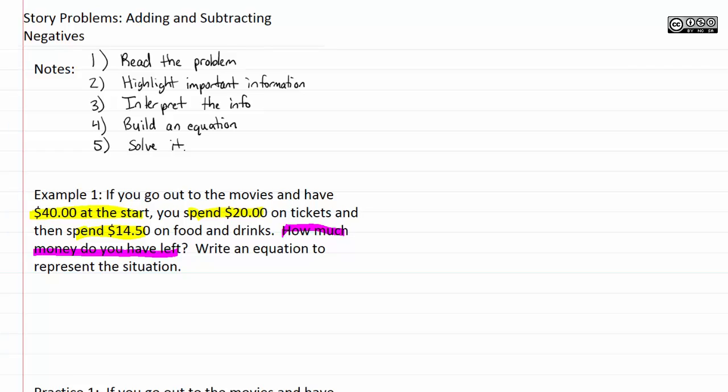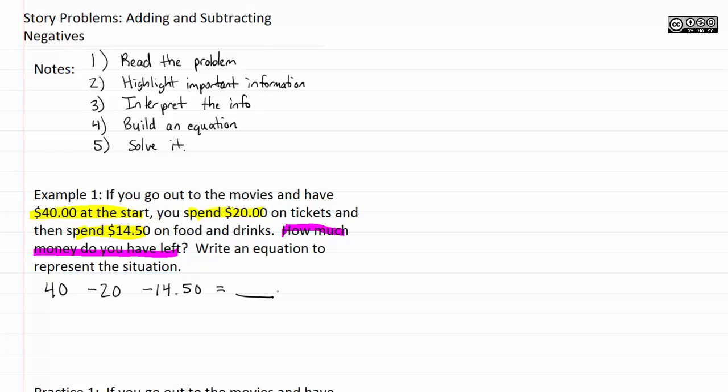So I've read through, and I've got the important information highlighted. Now, $40 at the start seems like 40 bucks. If I'm spending money, I'm taking it away. So as I'm building my equation, I've got to subtract 20 because I'm spending money. Every time I spend money, I have less than I had before. And then I spend $14.50 on food. Now how much do I have left? That's going to be equal to my blank space. So there I've got my equation.